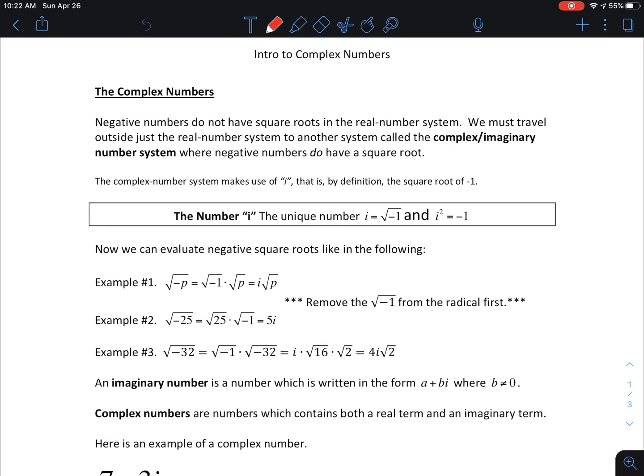The first thing that we need to understand is that an imaginary number is a radical, okay? It's a square root. But more specifically, an imaginary number is the result of square rooting a negative number. Now, in the real number system, we know we can't square root negatives because nothing times itself is going to be negative. That's where the imaginary or complex number system comes in, okay?